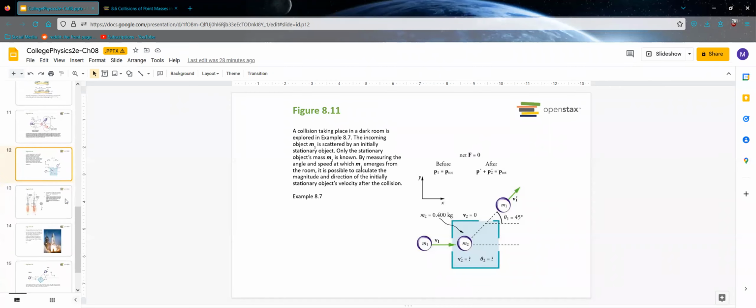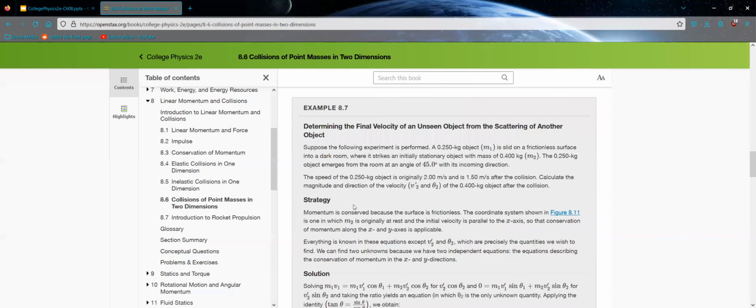Let's go over 8.7, and then we're pretty close to being done, actually. Very short chapter on my end. Determining the final velocity of an unseen object from the scattering of another object. Again, this goes into the actual science that people do here.